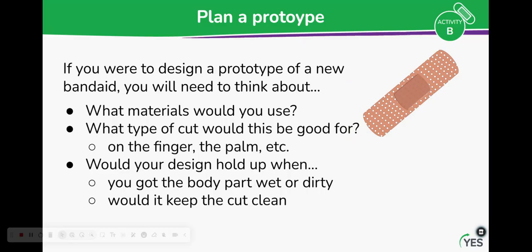Now, let's plan a prototype. If you were to design a prototype of a new Band-Aid, here are some things you'll need to think about. What materials would you use? What type of cut would this bandage be good for? On the finger, on the palm, etc. Would your design hold up when you got the body part wet or dirty? And would it keep the cut clean?